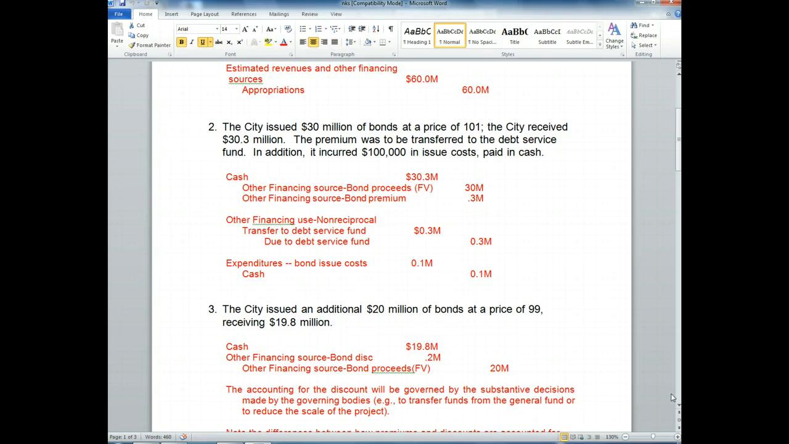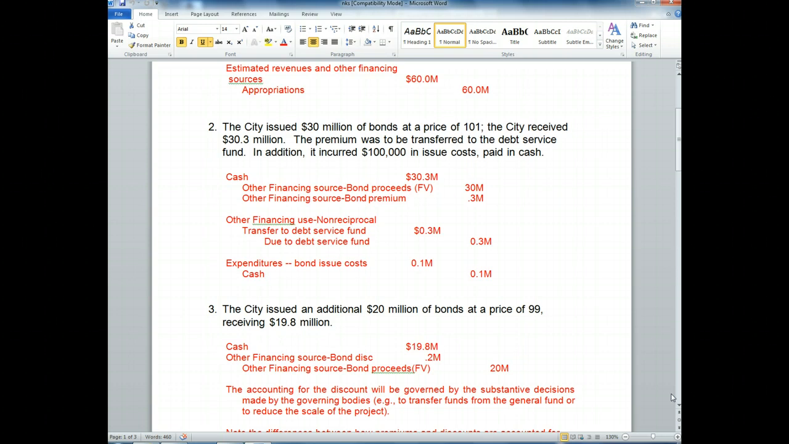So we want to transfer the difference between what it costs, the bond issue costs, and the monies, well, it says here, the premium was transferred to the debt service fund. It didn't say the premium minus the bond issue cost, so ignore, I'm sorry. The premium was transferred over. So do you see how it says other financing use, non-reciprocal transfer to debt service fund? We're showing the transfer of that premium out of the capital projects fund, and we're showing it to go to the debt service fund to help pay the first installment.